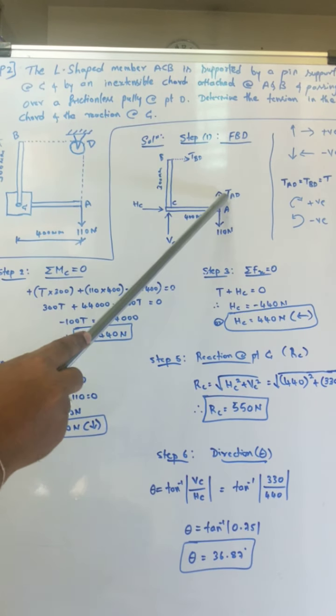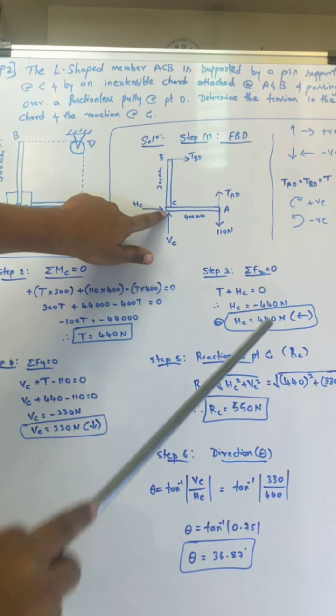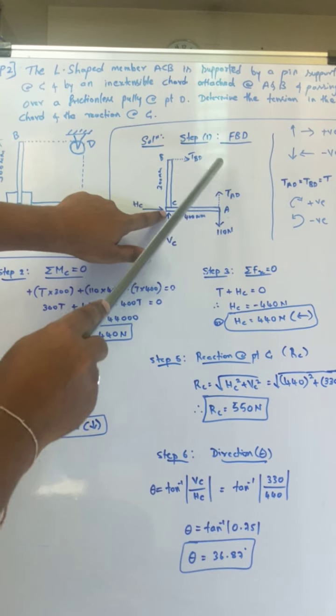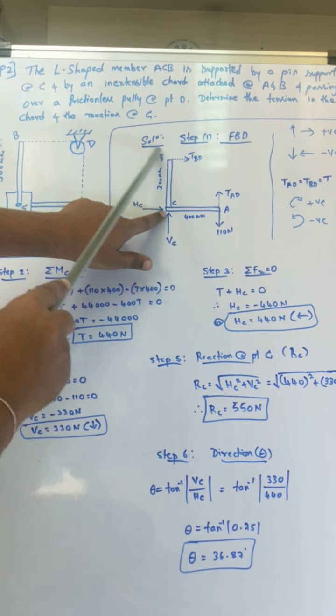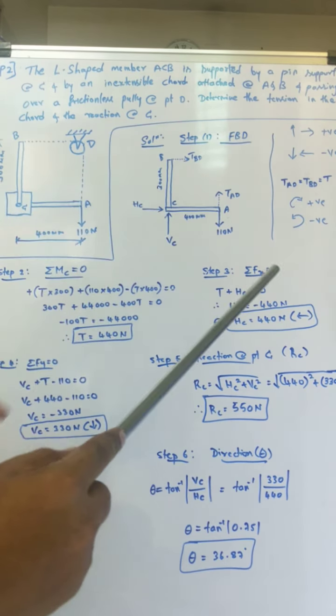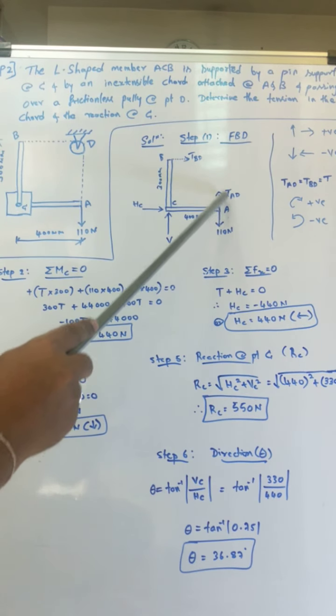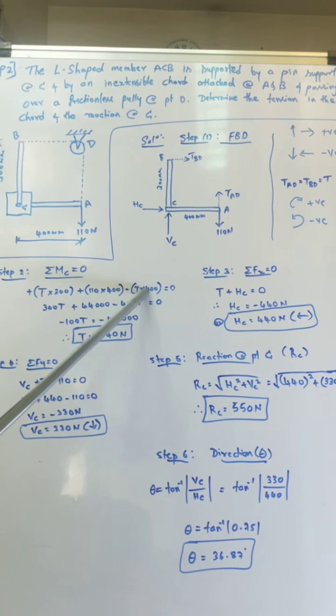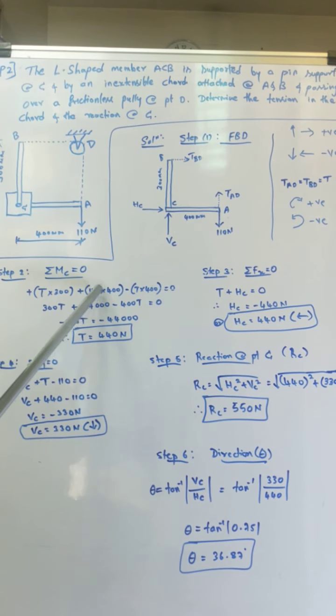The next force is TAD. Once again the moment center is C, and this is TAD, which is going in the upward direction. So you will rotate like this, it is going in the anti-clockwise direction. That's why minus TAD into 400. Okay, so this is 300T, this is 110 into 400 which is 44,000, and this is T into 400, which is minus 400T.